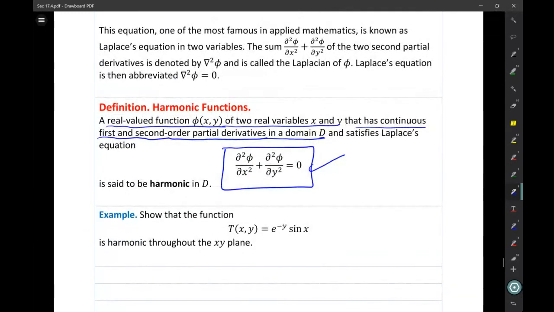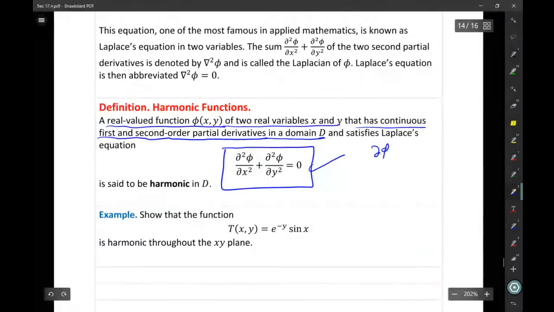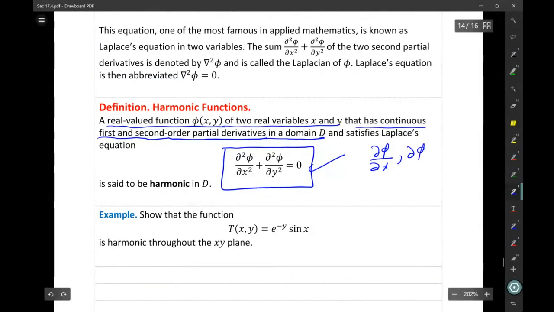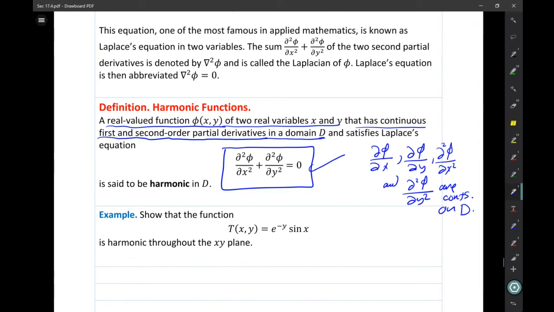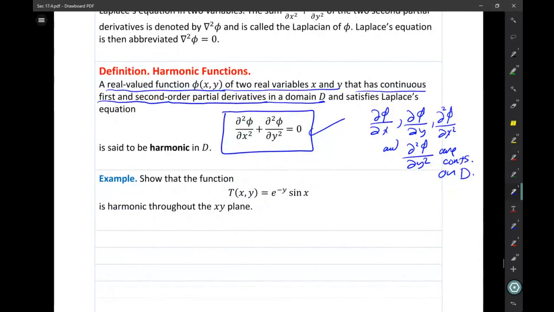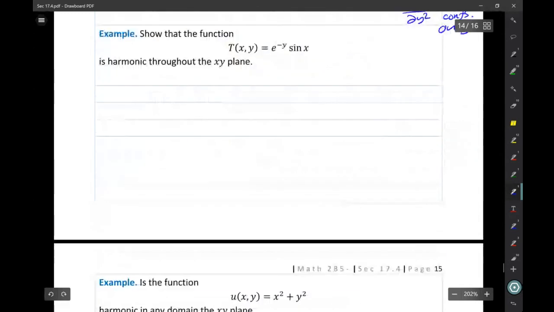What do we mean by first and second order partial derivatives? It means d phi by dx, d phi by dy, d square phi by dx square, and d square phi by dy square are continuous on a specific domain D. This is what we mean by partial derivatives. Also, if all of these derivatives are continuous and the function satisfies this equation, it is called harmonic.